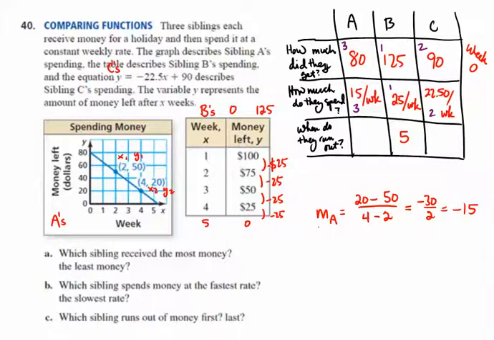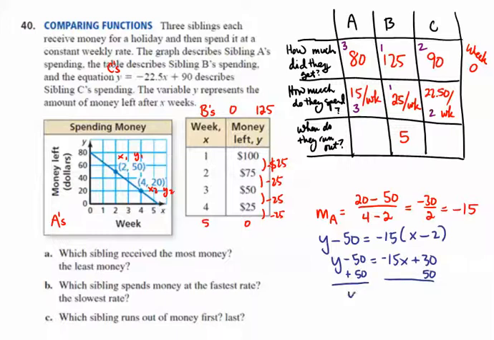So I'm going to put this into point slope form. Y minus, pick any point, I'll use 2 and 50. Y minus 50 is equal to negative 15 times x minus 2. And we'll go ahead and work that out. Y minus 50 is equal to negative 15x plus 30. We'll add 50 to both sides, and we get y is equal to negative 15x plus 80.